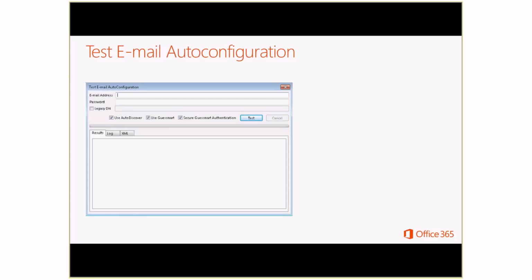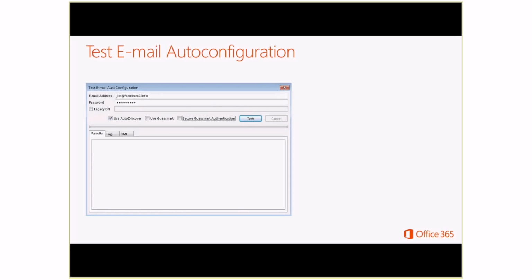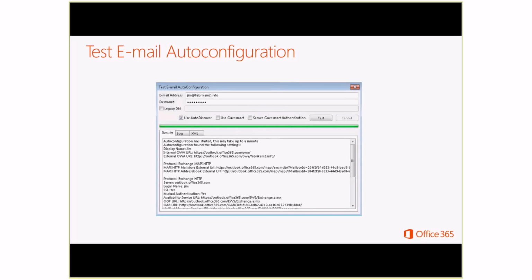But first, the test auto configuration tool, you just Ctrl and right-click on the Outlook icon in the toolbar and you'll get this window. And of course, we need to enter our email address and password manually. We also want to uncheck the 2 Use Guessmart options and then click Test. And then it'll run through the test, and if it's successful, you would see something like this. If there are errors, you would get an unable to determine your settings error message.